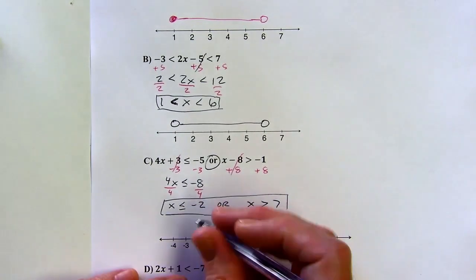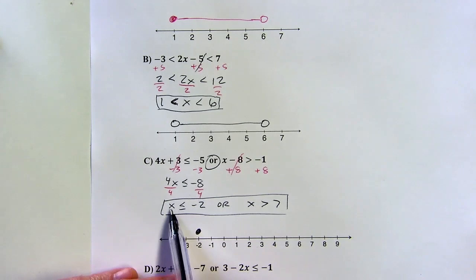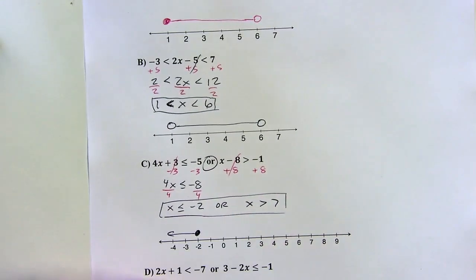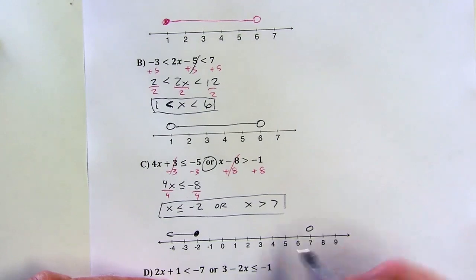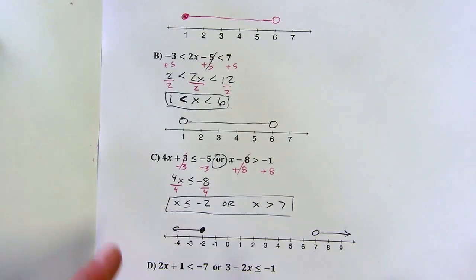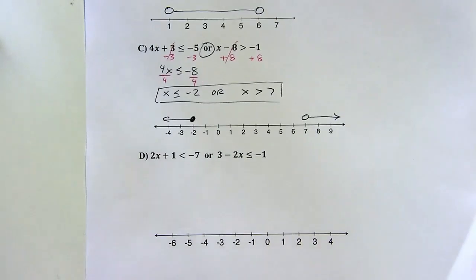So above the negative 2, I've got a closed dot. And I can follow the directions of the arrow. The numbers less than negative 2 on the number line would be down there, right? And above the 7, I have an open dot, and numbers more than 7 are going to be to the right. Those or ones should be pointing outwards. Okay. All right, let's try another here.